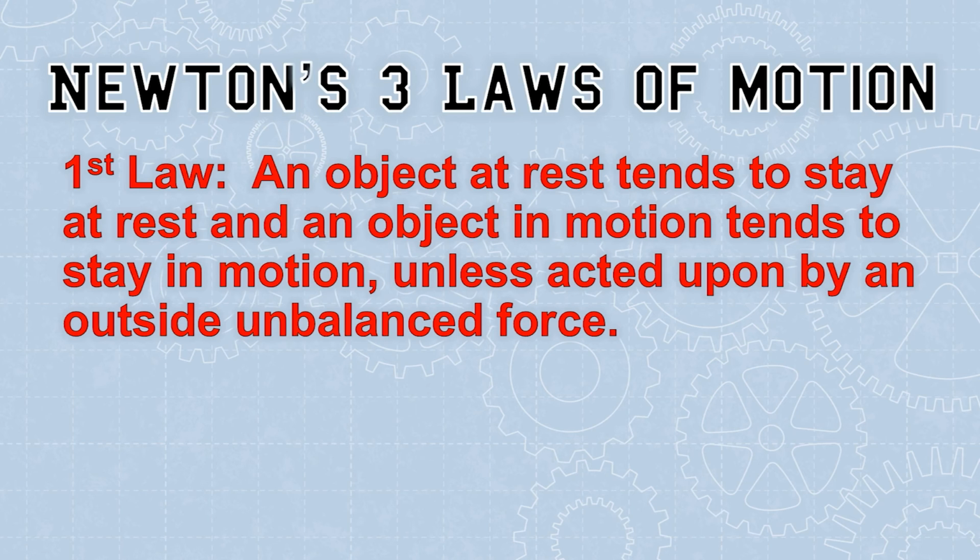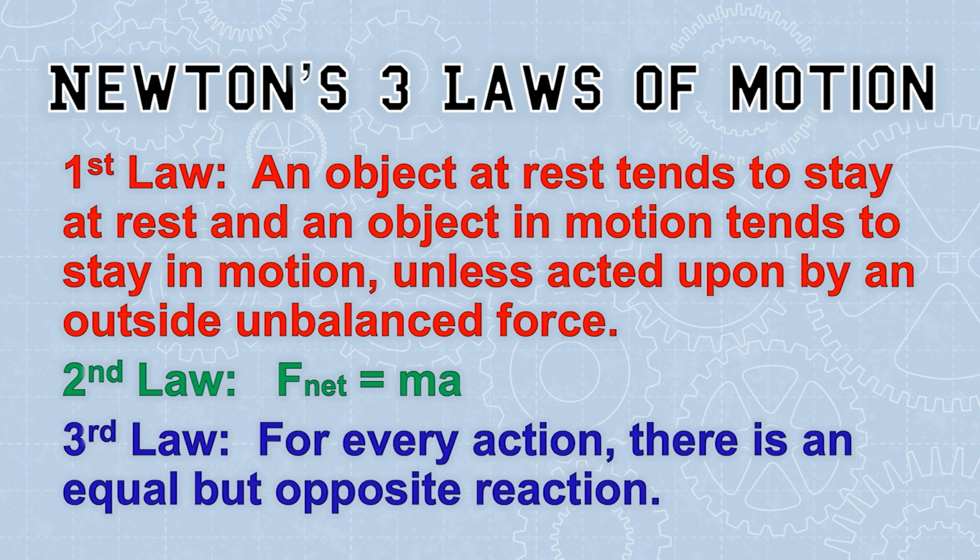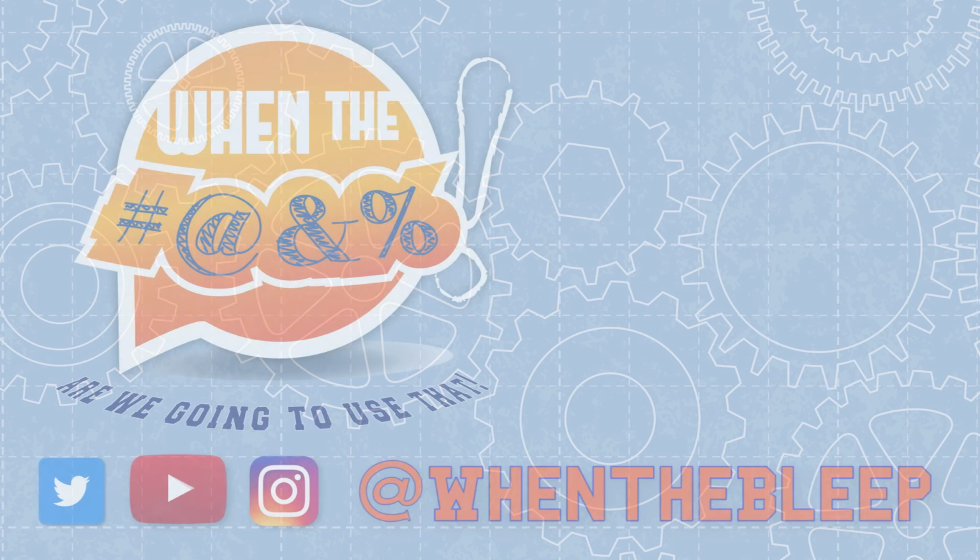This is one of two laws that helps us understand balanced forces. Newton's second law helps us understand unbalanced forces. An object's net force represents the difference between opposing forces. In other words, it's how much more or less a force is pushing, compared to the force pushing in the opposite direction. Newton's third law states that for every action, there's an equal but opposite reaction.